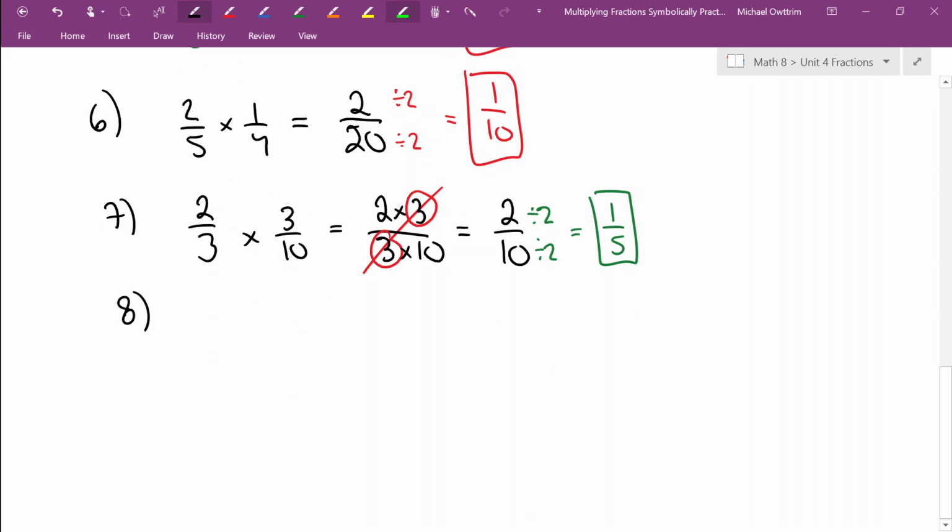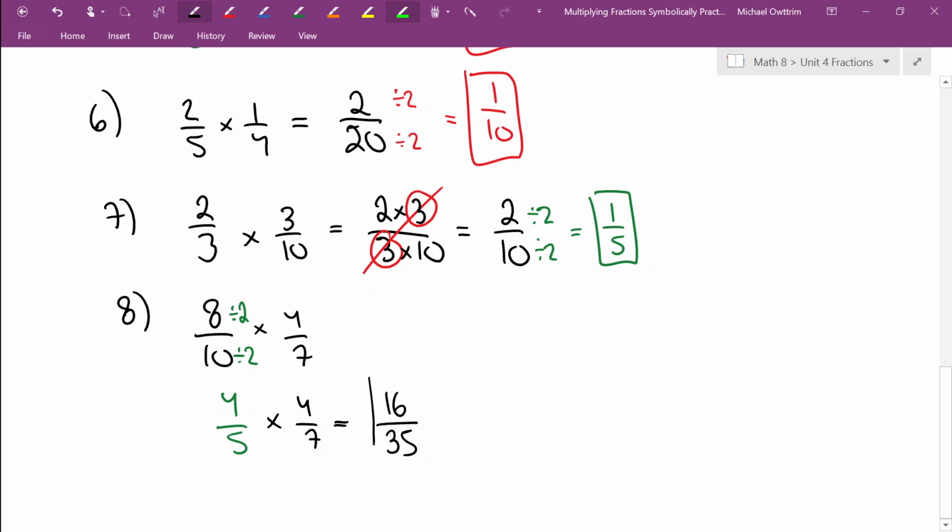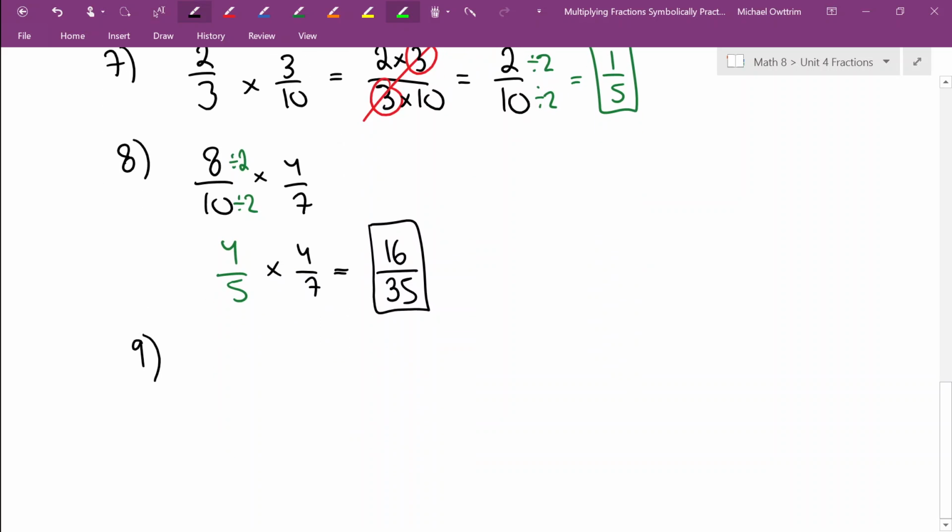Question 8. We have 8/10 multiplied by 4/7. Let's go ahead and do some simplifying here. 8 and 10 can both divide by 2, and that'll give us 4/5 times our 4/7. There's no further simplification we can do, so we'll just multiply top by top. 4 times 4 is 16, and bottom by bottom, 5 times 7 is 35. And we know that those do not simplify, just looking at the factors that made them. 4 and 5 and 7 do not divide together.